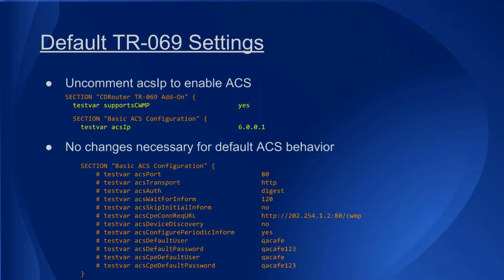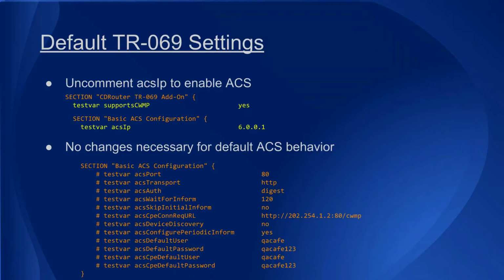In your config file, there is a section for TR69, the TR69 add-on. And the first test var that you'll see is the supports CWMP test var. This is the master switch. So you need to uncomment this and set it to yes. And you also need to configure an IP address for the ACS. These two settings will enable the ACS in CDRouter, which it will do at the beginning of the test run and listen for connections from your device.